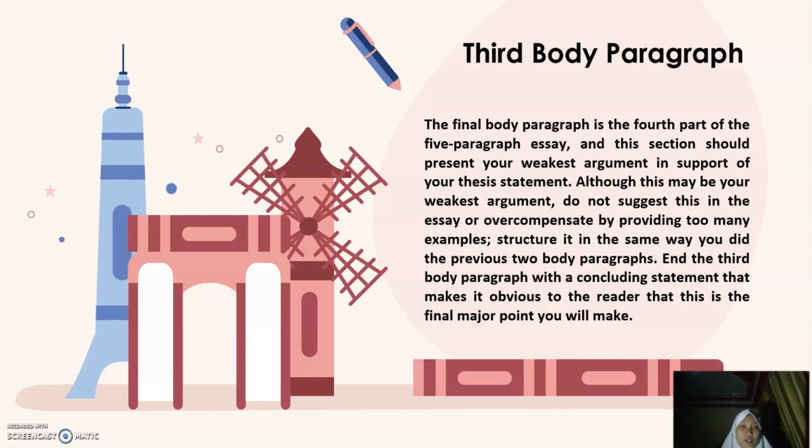And the last is the third body paragraph. In this section, you should present your weakest argument in support of your thesis statement. However, even though this may be your weakest argument, don't suggest this in the essay by providing too many examples. Structure it in the same way you did the previous two body paragraphs, and end the third body paragraph with a concluding statement that makes it obvious to the reader that this is the final major point you will make.